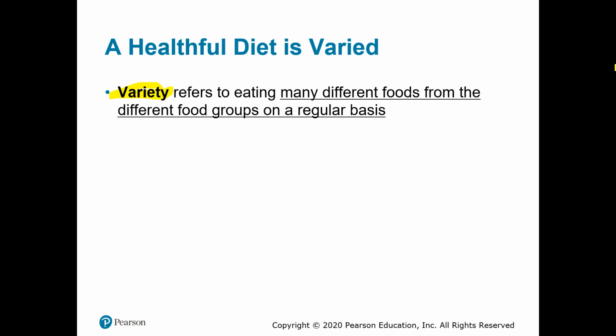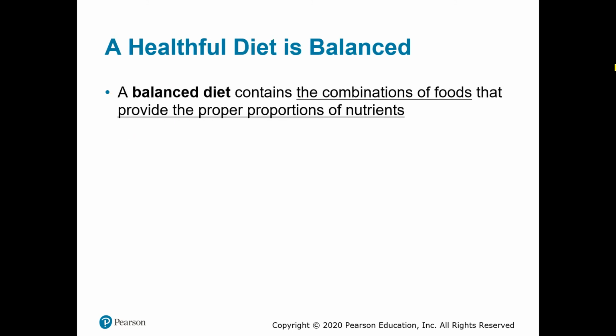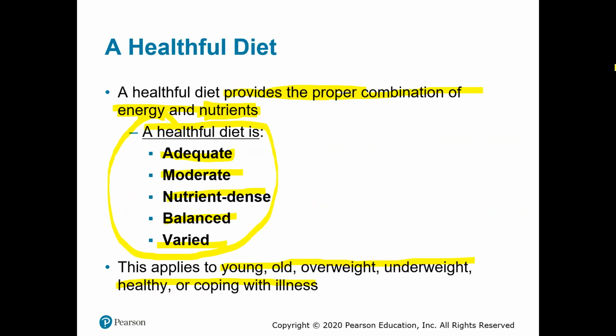The point being, these five components, I'll go back to the beginning, these five components, adequacy, moderation, nutrient density, balance, and variety, these five terms apply to a healthy diet no matter what, no matter when in the lifespan we're talking about, no matter the sex, no matter the height, no matter the weight, no matter the activity level. A healthy diet is always going to be adequate, moderate, nutrient dense, balanced, and varied.